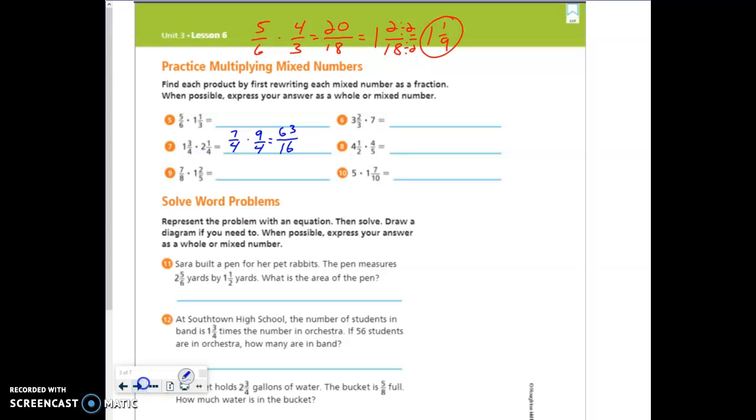Now notice this isn't like adding. Even though I have a common denominator here, the denominator has to be multiplied together. In adding, that would have stayed the same. It would have stayed a 4. But in this case, it's multiplying, so that denominator has to change to a 16.